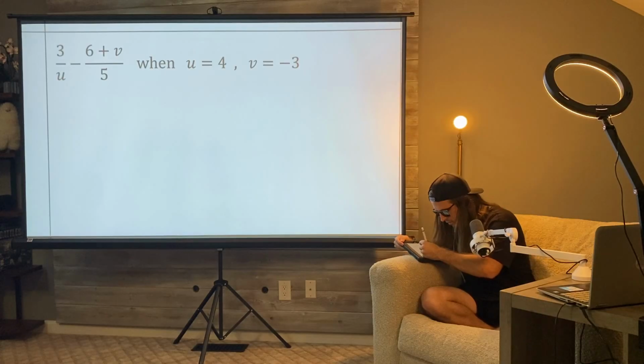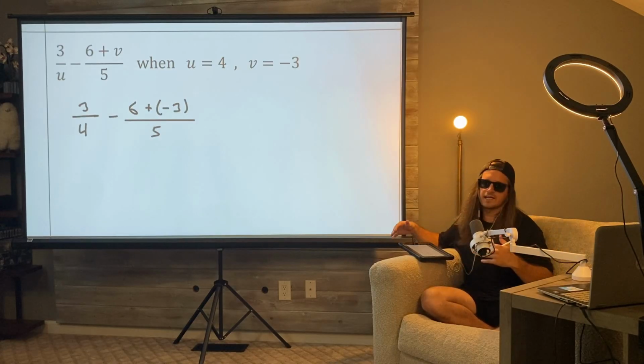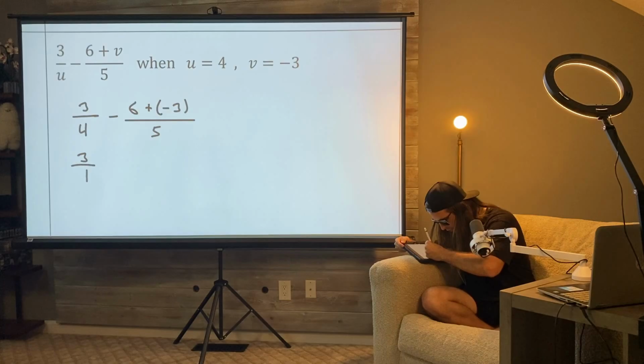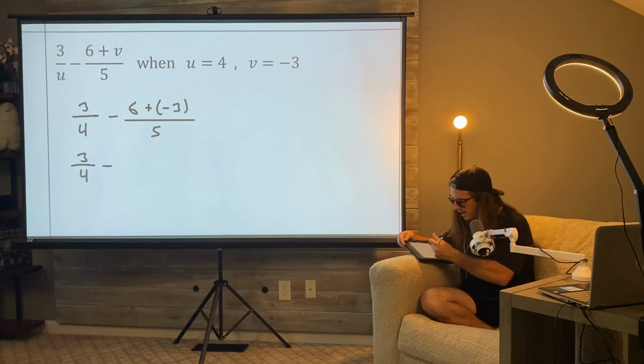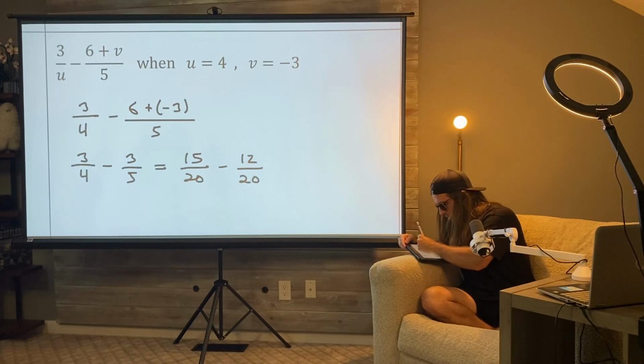The value of u here is 4. And the value of v is -3. So 6 plus -3, that's just 6 minus 3. So we have 3 over 4 minus 6 minus 3 is 3/5 equals, this is going to be 15 over 20 minus 12 over 20, which is 3 over 20.